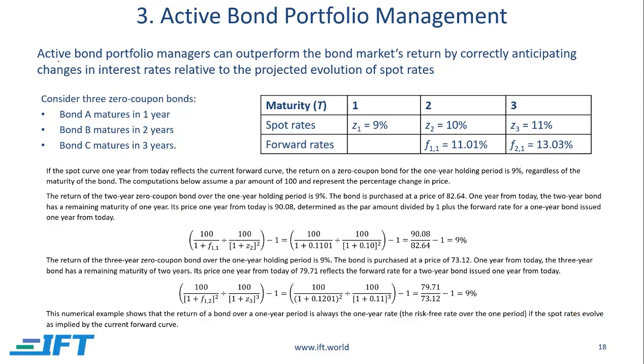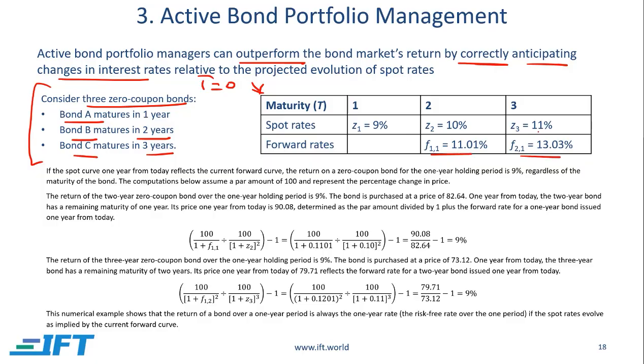As we've just discussed, active bond portfolio managers can outperform the bond market's return by correctly anticipating changes in interest rates relative to the projected evolution of spot rates. Now we are going to illustrate this point through an example. Let's say we have 3 zero coupon bonds: bond A, which matures in 1 year, bond B, which matures in 2 years, and C, which matures in 3 years. At time t equal to 0, this is the situation which should be familiar. We have the 3 different spot rates and we have forward rates which are implied by these spot rates.